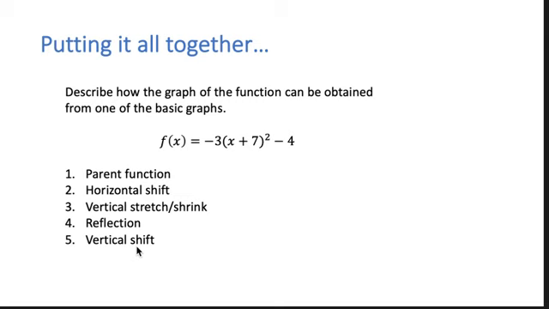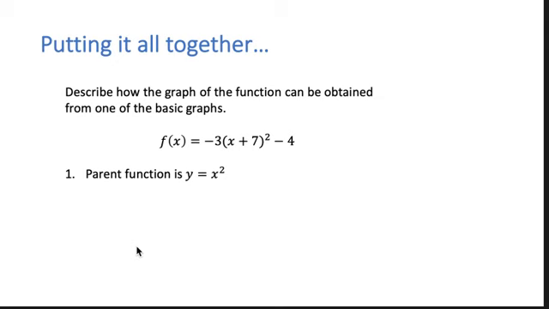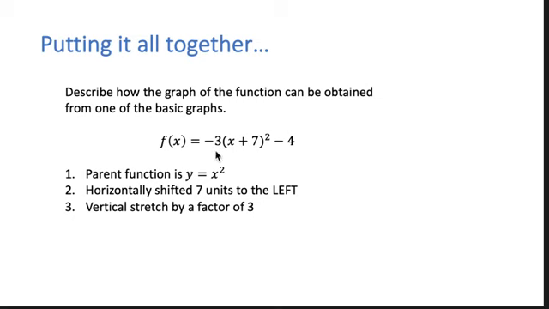So the first thing is that the parent function is y equals x squared. That comes from this parentheses squared, so you know this is an x squared problem. All right, the next thing, remember, is it shifting left or right? Well, there's a +7 in the parentheses, so it's shifting 7 units to the left. The third thing we're looking for is if there's a vertical stretch or shrink. Well, this 3 on the outside tells us it is vertically stretching by a factor of 3.